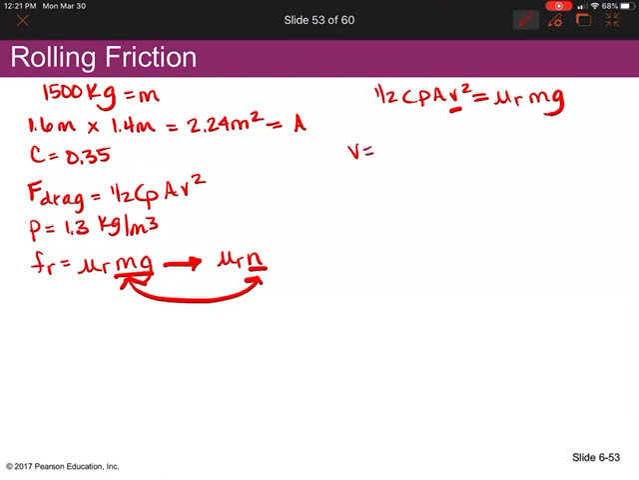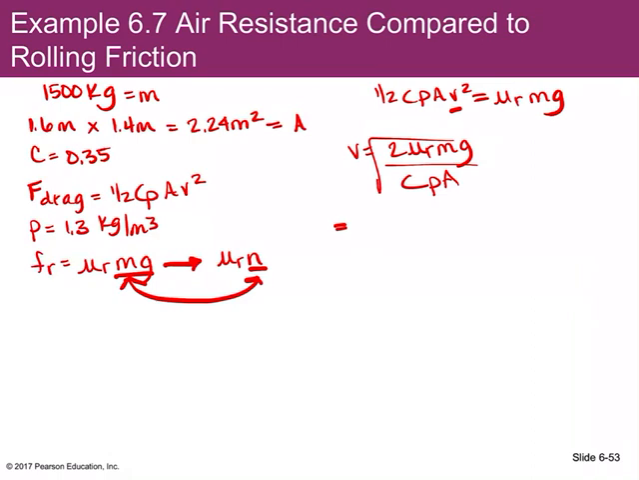So if you move everything over to solve for speed, then you have 2 times your rolling coefficient, mass times gravity, divided by the drag coefficient times density. And this velocity is being squared, so you need to do the square root. Oh, and I forgot to put the area as well. All right, so then you're going to plug in these numbers.